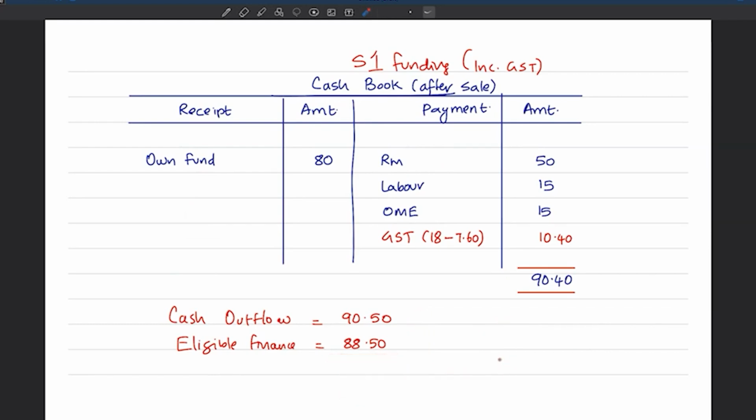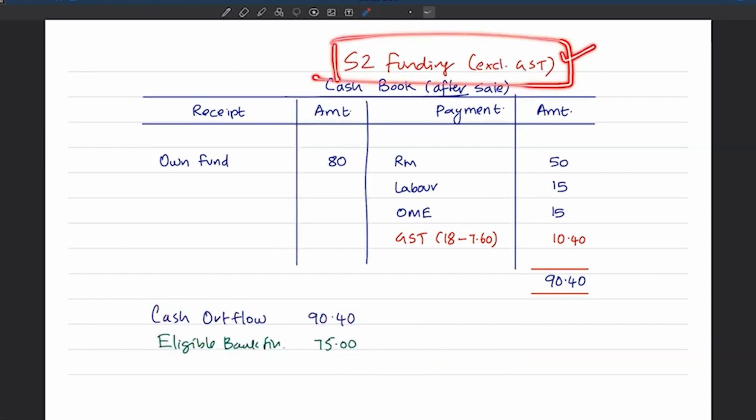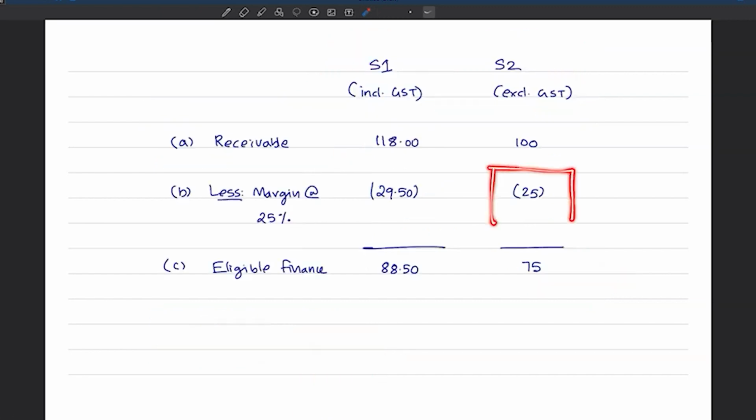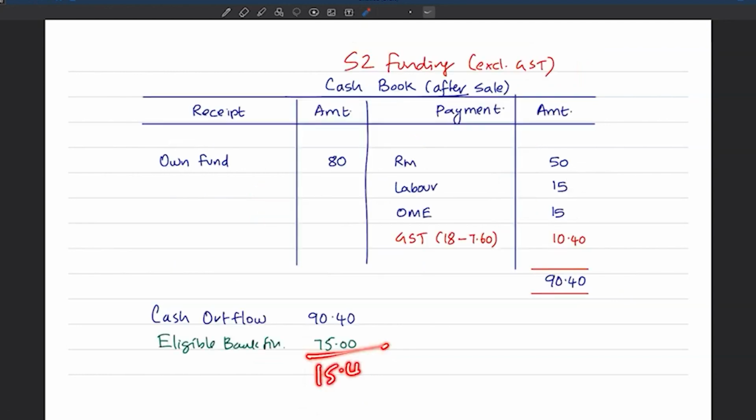But scenario 2, which is excluding GST, here also the cash outflow is 90.4, whereas the eligible bank finance we worked out is only 75. So now it appears there is a gap of 15.4. How will he manage this gap of 15.4? That can be managed because he is asked to bring in a margin of 25. So 15.4 out of 25 is very much manageable.